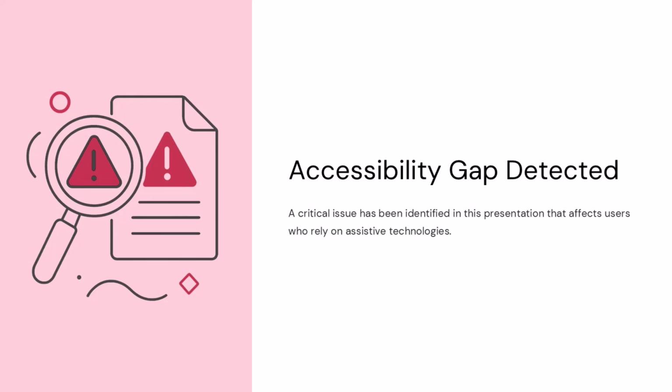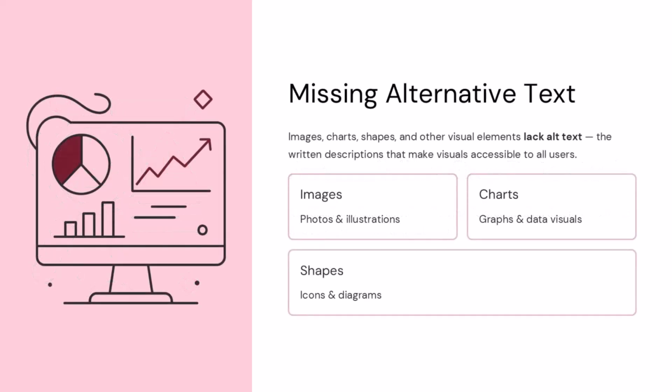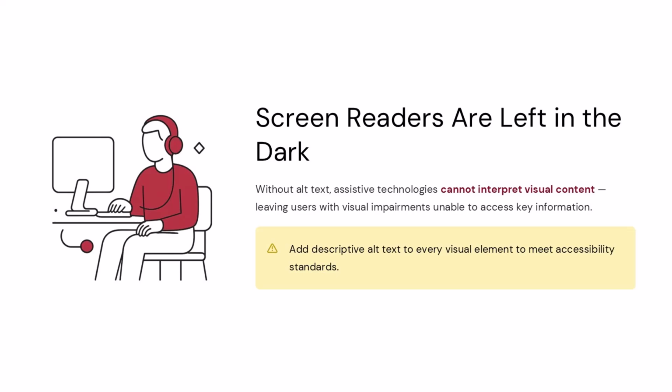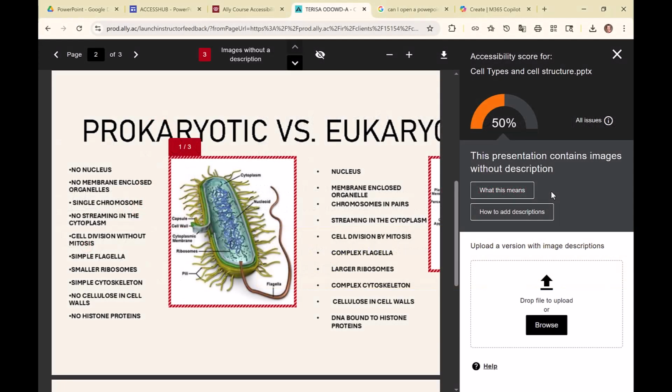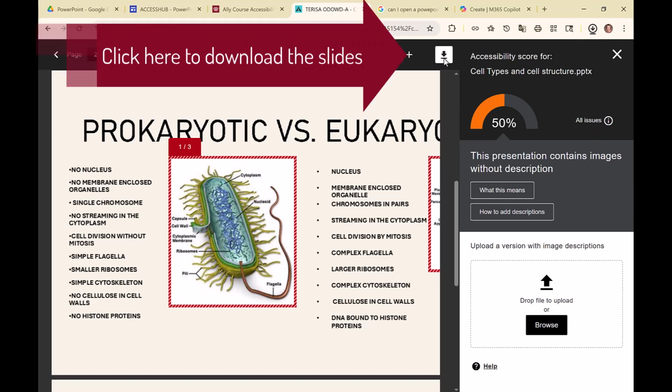This issue means that images, charts, shapes, or other visual elements in the presentation do not have alternative text or alt text. Screen readers cannot interpret visual content without these descriptions. To fix this issue, I will need to download the presentation and open it in PowerPoint.